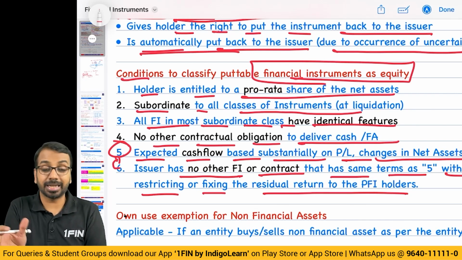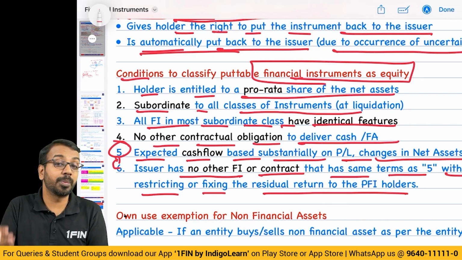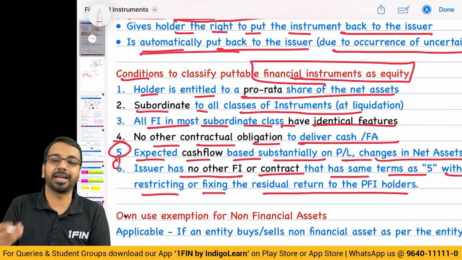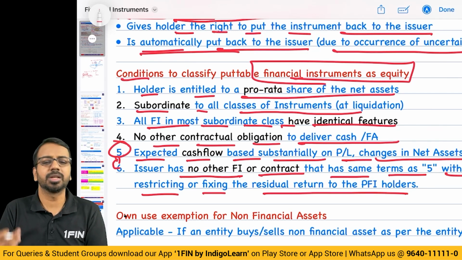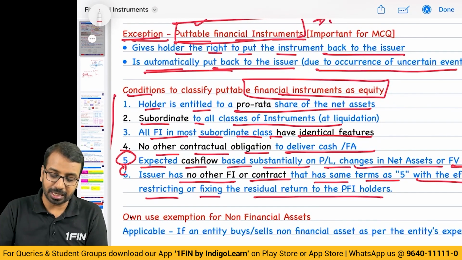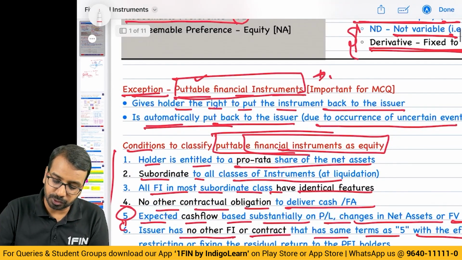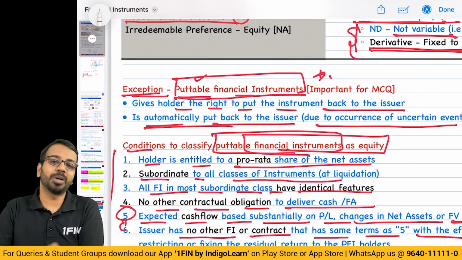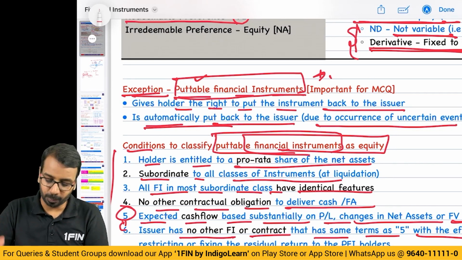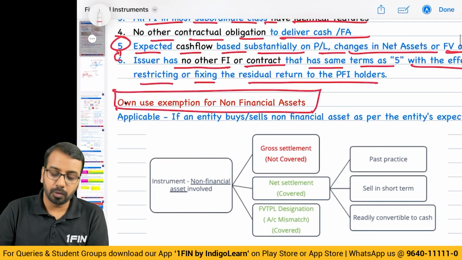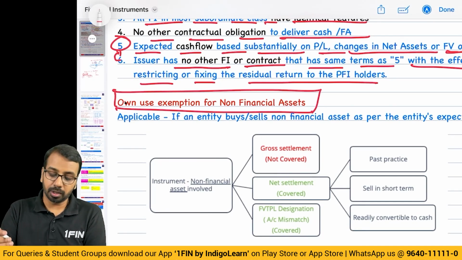Okay, important, as I told you, from an MCQ point of view, don't break your head trying to overboil or keep on reading again and again. Read it 2-3 times, that is more than sufficient. What you need to understand is that if these conditions are satisfied, then the puttable financial instrument, which typically would have been classified as liability, would now be classified as equity. I hope it's clear.